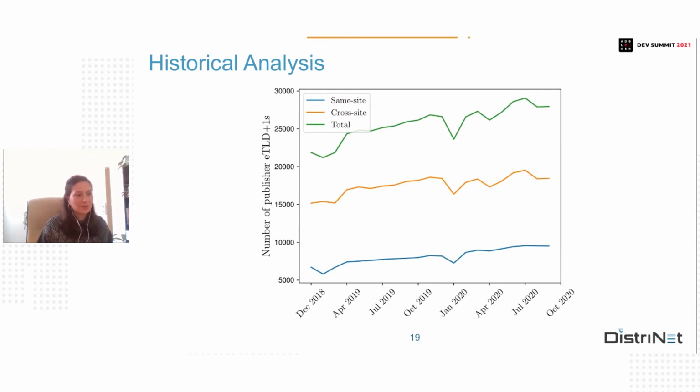So we see over the period of 2 years that CNAME-based tracking and its popularity is steadily increasing. And we also actually found traces of CNAME-based tracking being used in 2016. So it might have emerged before intelligent tracking prevention was introduced.